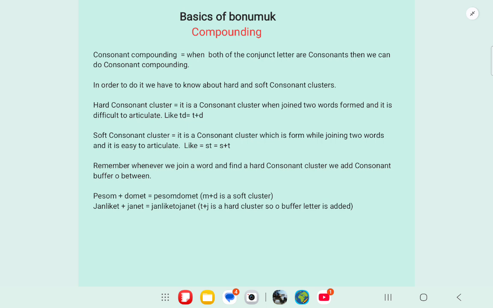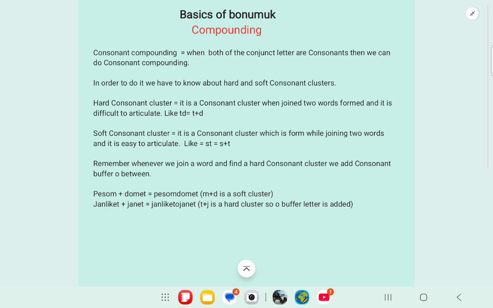Next is the soft consonant cluster. It is a cluster which is formed when joining two words and it is easy to articulate. It is formed when we are joining two words and first word ends with a consonant and the second word begins with a consonant, but when we join those two we are easy to pronounce it, like S plus T, st. It is very easy to pronounce. So this is the difference between hard consonant cluster and soft consonant cluster.